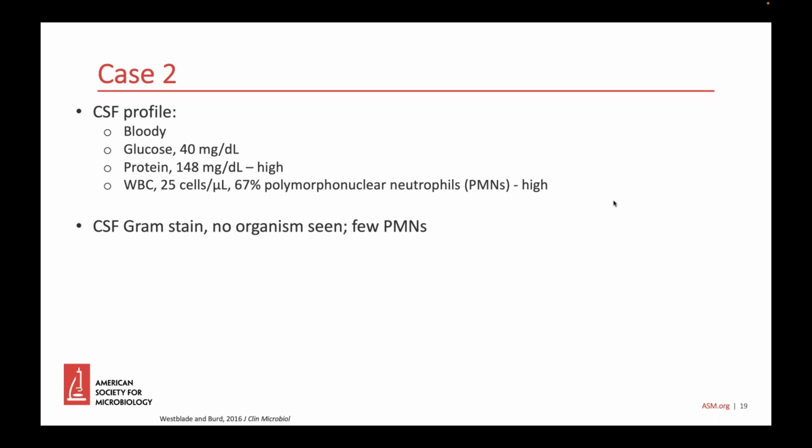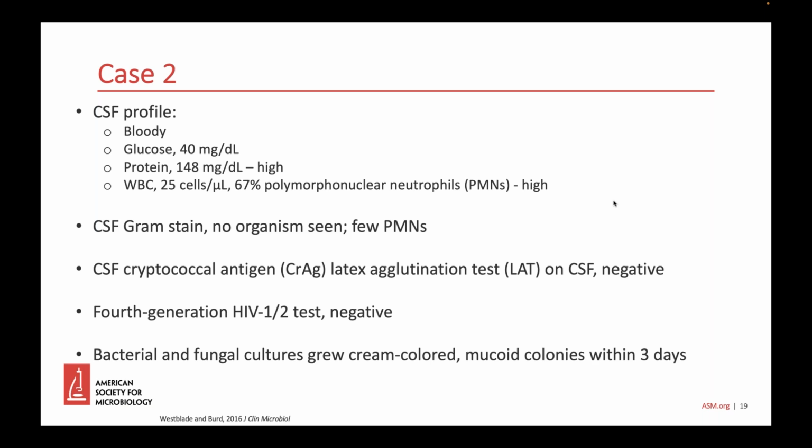So here's the CSF profile. I'll just point out that the protein is high, very high, and there is an elevated white blood cell count with a predominance of PMNs. The CSF Gram stain said no organisms were seen. There were few PMNs observed. The cryptococcal antigen latex agglutination test on the CSF was negative.